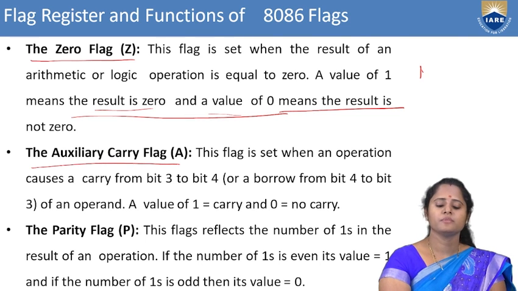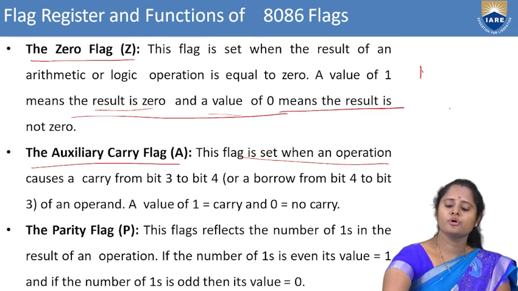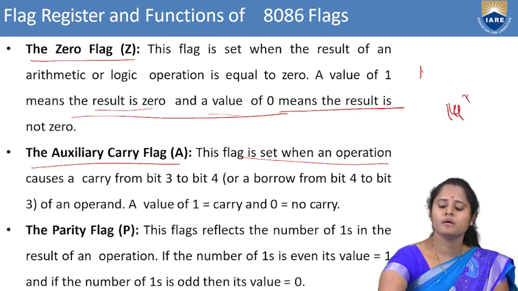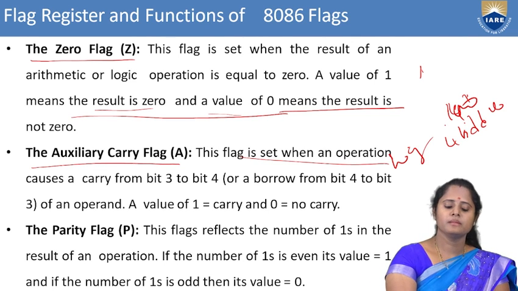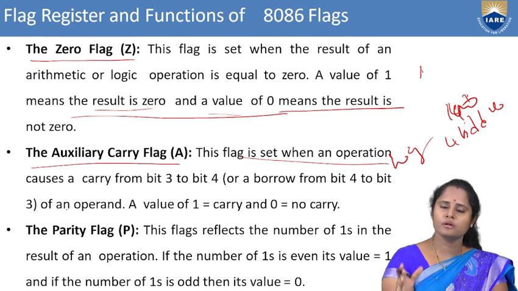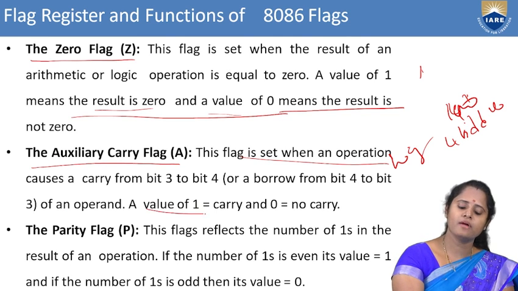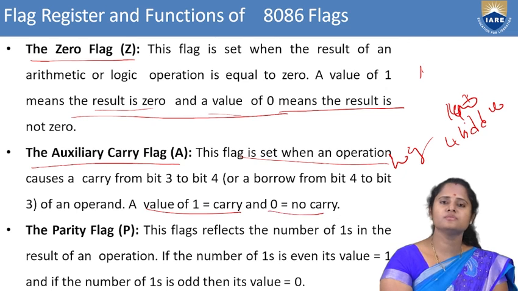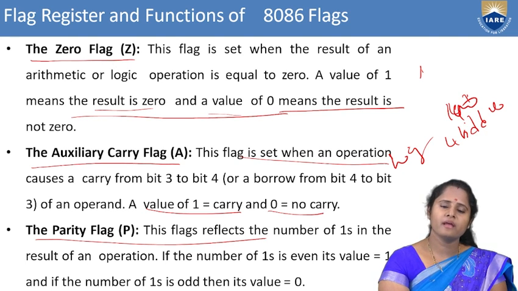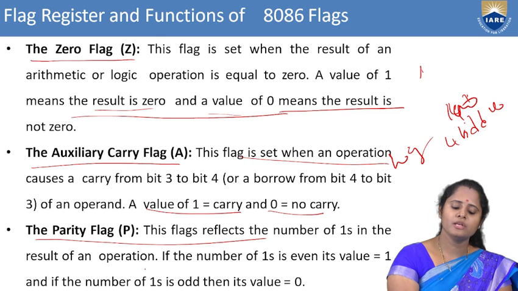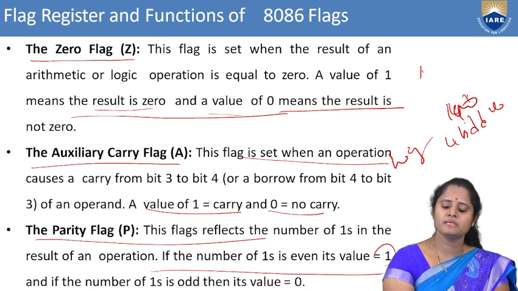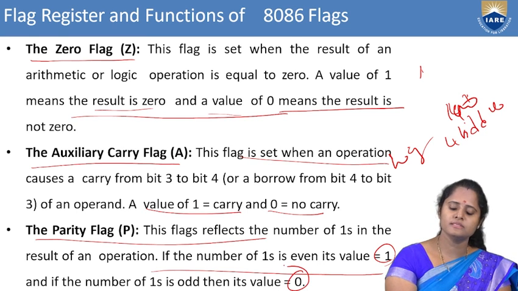Next, the auxiliary carry. The auxiliary carry is shown whenever you have a carry from the lower 4-bit nibble to the higher nibble. Then the flag value will be 1, or else it will be equal to 0. Next, the parity flag. Parity is used for error detecting and correcting. If you have an even number of ones, it will be equal to 1, and if you have an odd number of ones, it will be equal to 0.